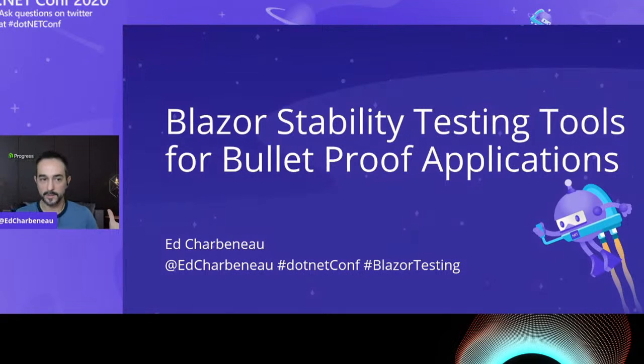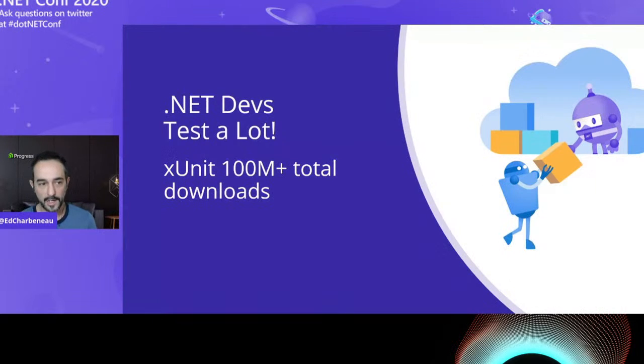All right. So we're going to talk about bulletproof Blazor applications today. We're going to talk about stability testing. We've got a lot of testing tools to talk about, so I'm going to try to go through this fairly quickly. I have some demos that I'd love to get to. .NET developers love to test. That shows with the fact that there are hundreds of millions of downloads of the XUnit library that we'll be talking about today and some others.